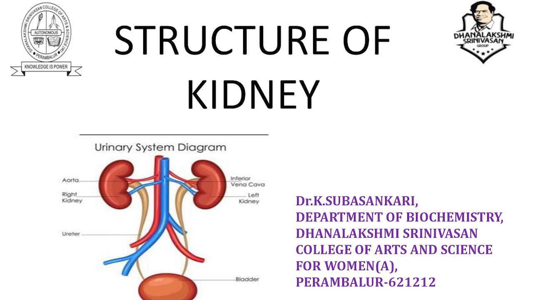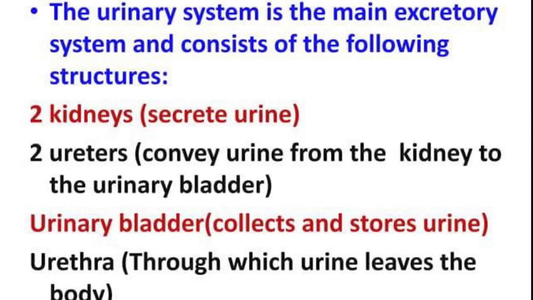Today we will discuss the topic structure of the kidney. The urinary system is the main excretory system. It consists of the following structures. It consists of two kidneys, which are mainly used to secrete the urine. It also contains two ureters that convey the urine from the kidney.